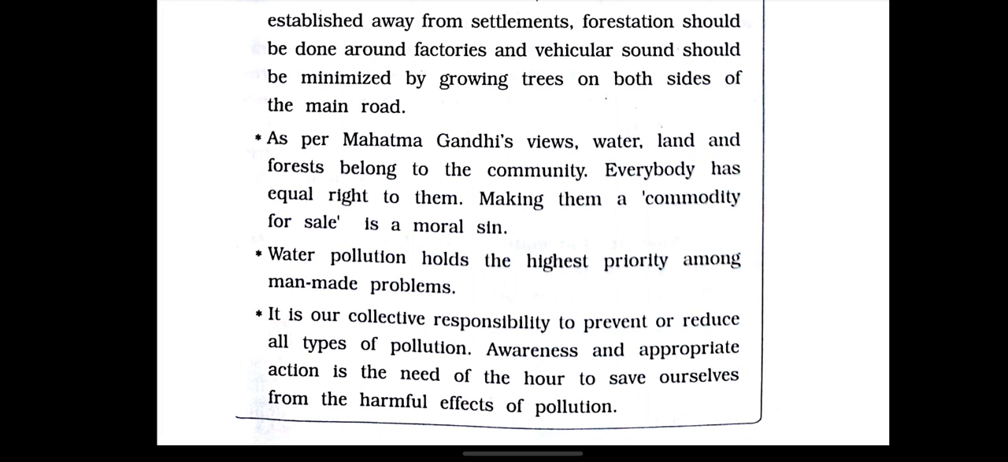They are for all the creatures who are present on the surface of earth.